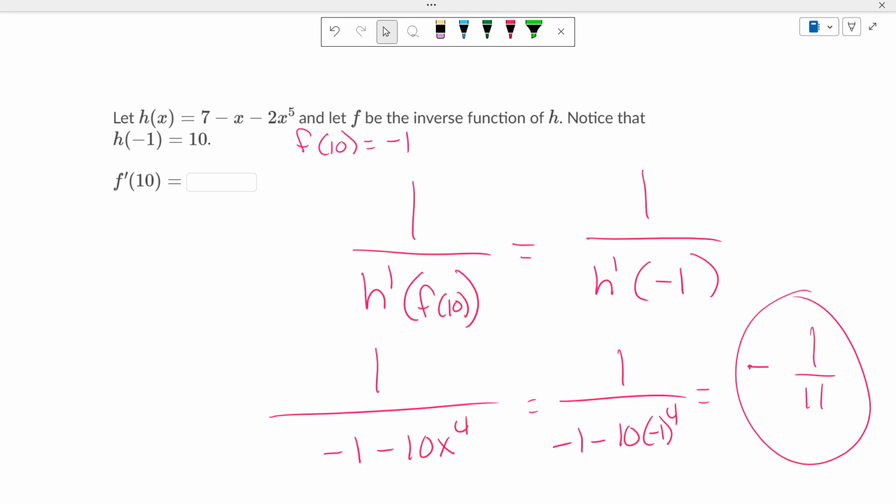Next week? What's that? Okay. Okay. Boom.